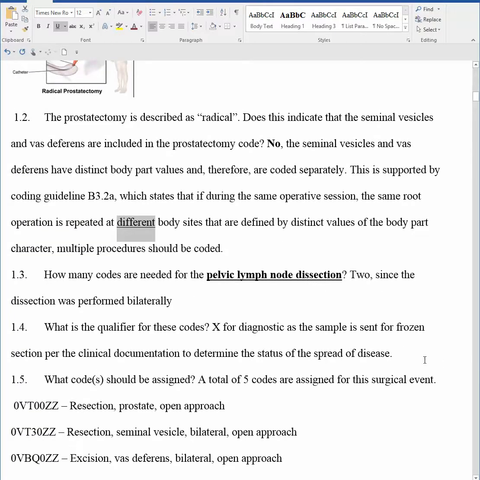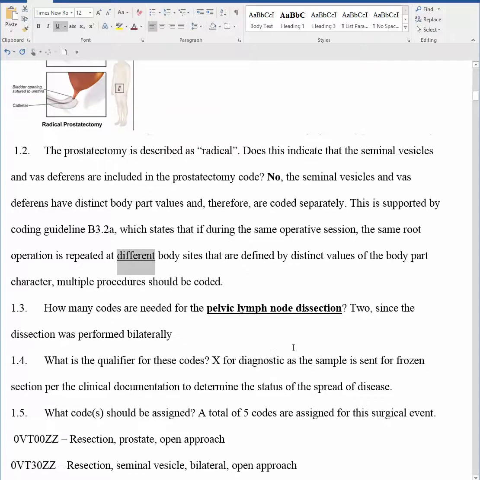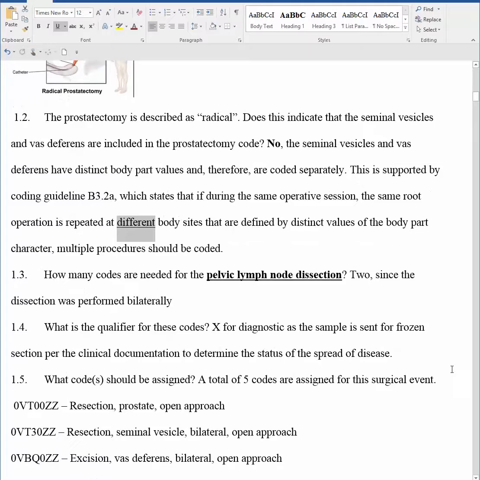1.4, what is the qualifier for these codes? Talking about these pelvic lymph node dissections. The qualifier in this case is X because it's diagnostic in nature. It's noted in the clinical information. It says that they're sent for frozen section. And again, it says bilateral pelvic lymph node dissections were performed for staging because the status was unknown for disease spread. So they are looking to see if this patient's prostate cancer has spread.